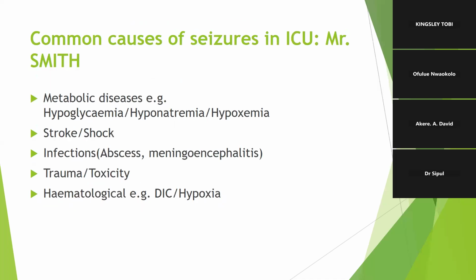Then in ICU specifically, Mr. Smith also comes to play here. So there are common causes of seizures in the ICU: metabolic diseases, always look out for them, stroke or shock, patient with sinus infection, abscesses, trauma, toxicity. We're going to look at some of the drugs that can induce seizures. Hematological causes like DIC. DIC can cause seizure, and seizure can lead to DIC also. Then we have hypoxia. So Mr. Smith always comes to play when it comes to causes of seizures.